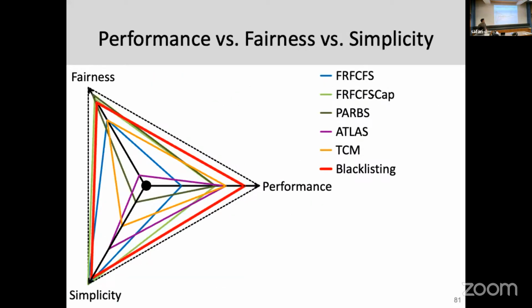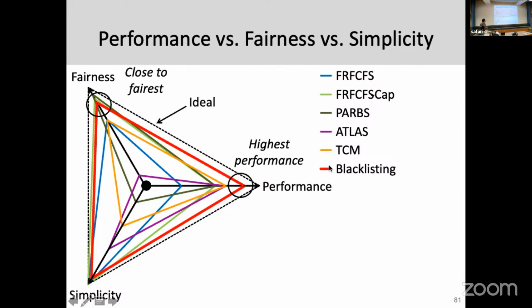So this is, again, the radar chart. This is where the blacklisting scheduler is, basically, it's indicated by the red lines. It achieves highest performance. It's close to fairest. And it's close to simplest also. Again, yeah. It's not the most simple, most fair, or most high performance. So it's highest performance, but it's not the most fair or the most simple to implement. But it's very close to the most fair and the most simple to implement previous scheduling mechanisms.